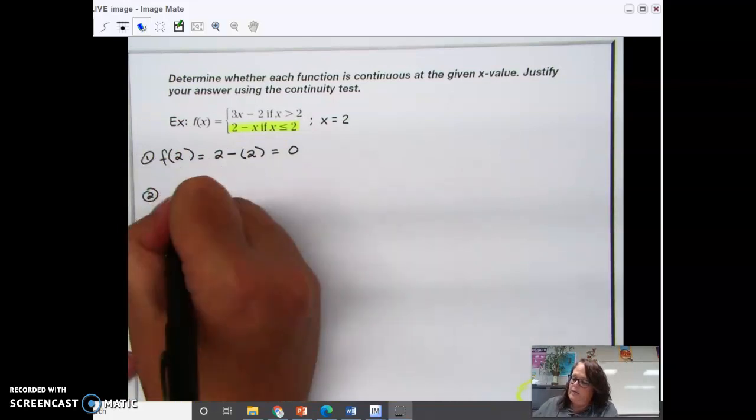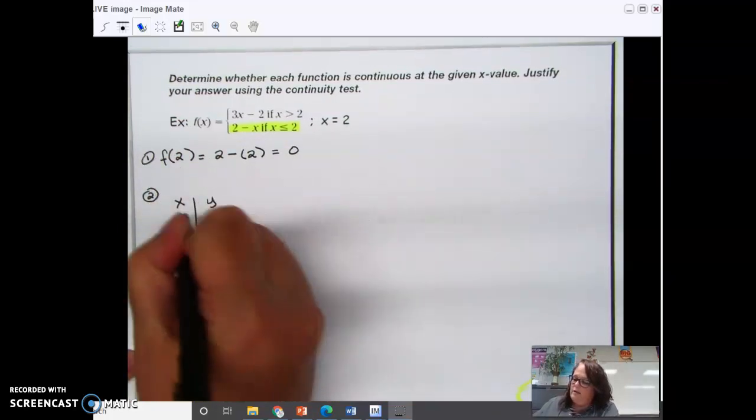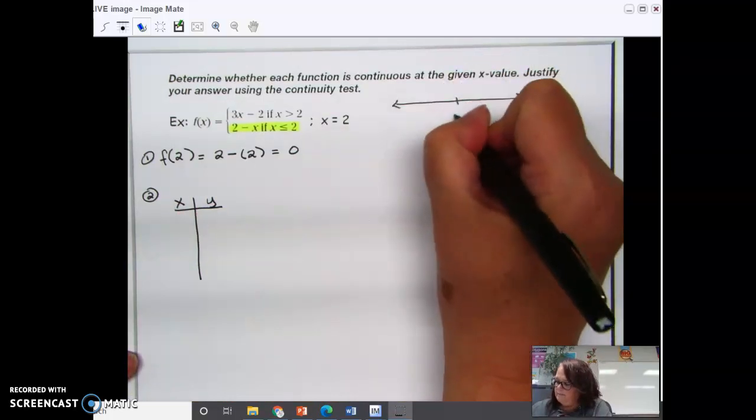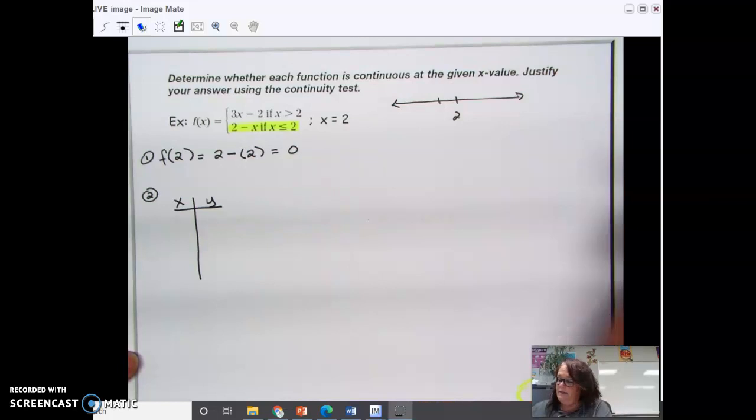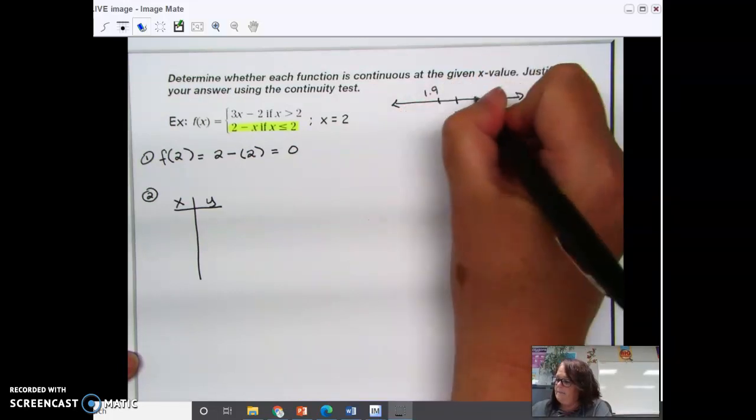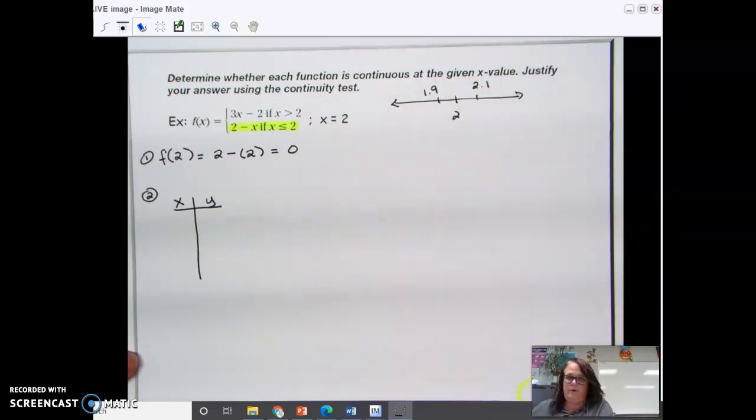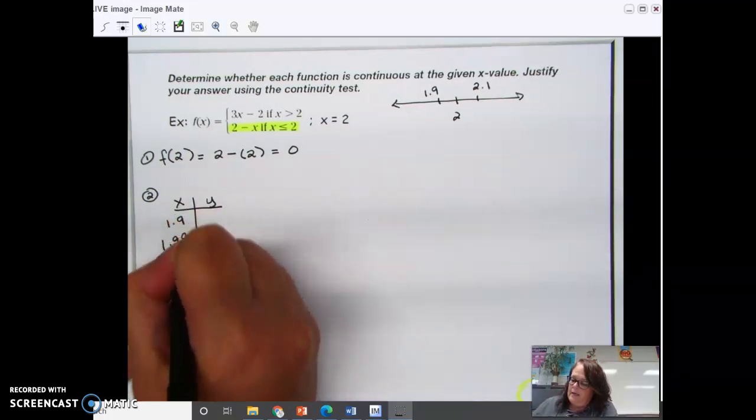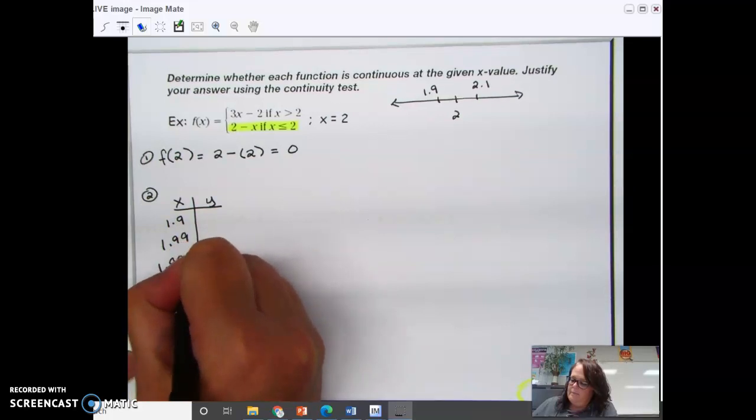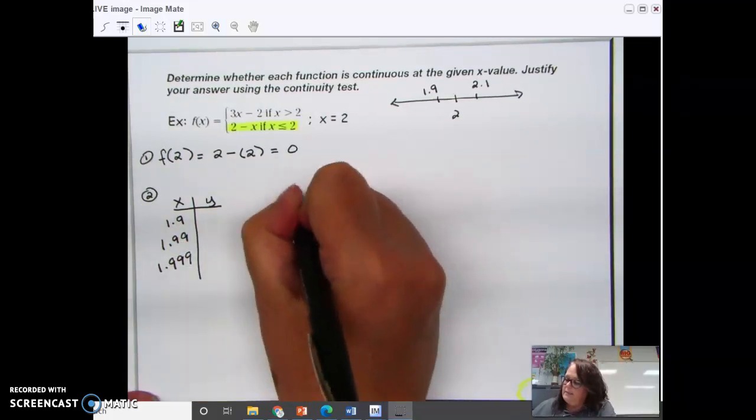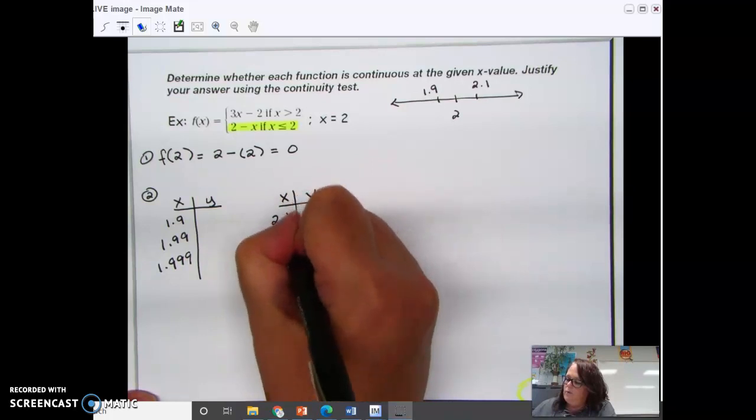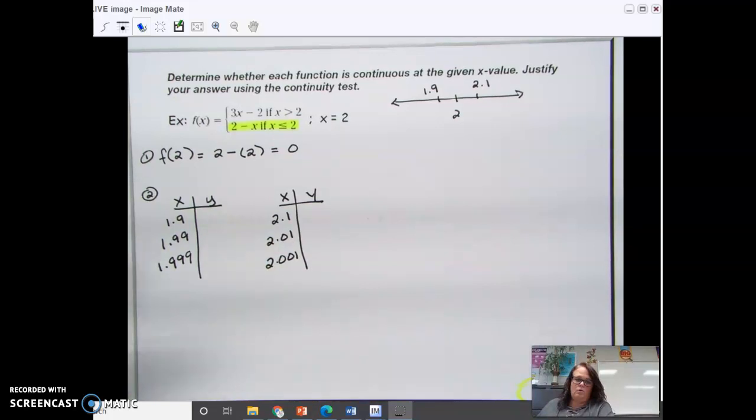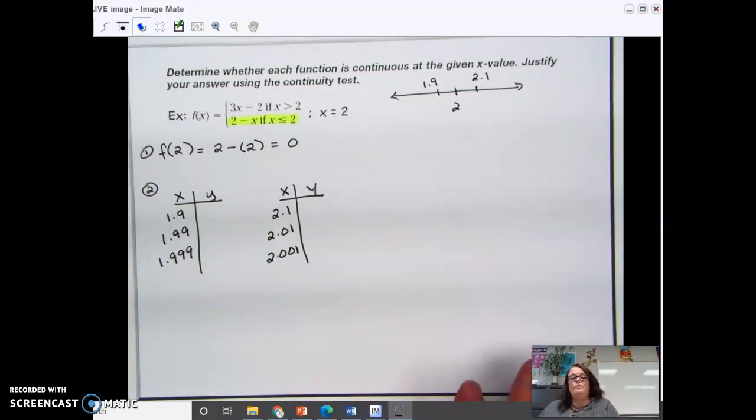Step 2 is I have to pick x values coming from the left of 2. If we think about this on a number line, if this is 2, and I subtract 1/10, I get 1.9, and if I add 1/10, I get 2.1. So from the left, I get 1.9, 1.99, and 1.999. And then coming from the right, I have 2.1, then a little closer is 2.01, and even closer still is 2.001.